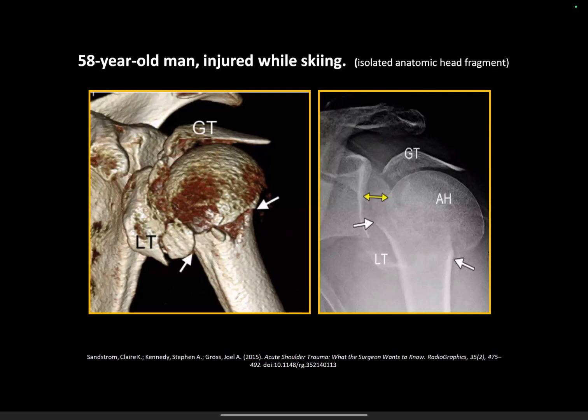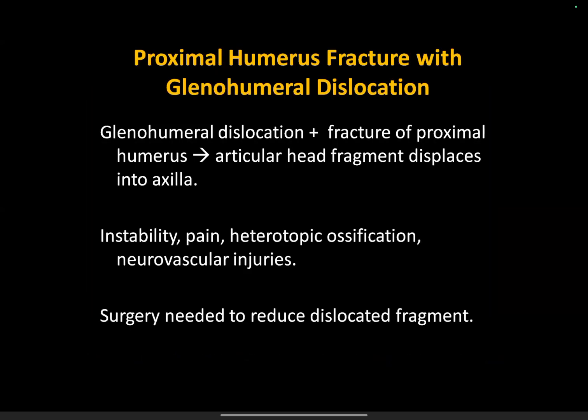As you can see, we have an isolated anatomical head fragment. Why? Because there was a fracture involving both the lesser tuberosity and the greater tuberosity. And as you can see, the anatomical head is displaced laterally. So basically, this will carry a worse prognosis and high likelihood of avascular necrosis or osteonecrosis.